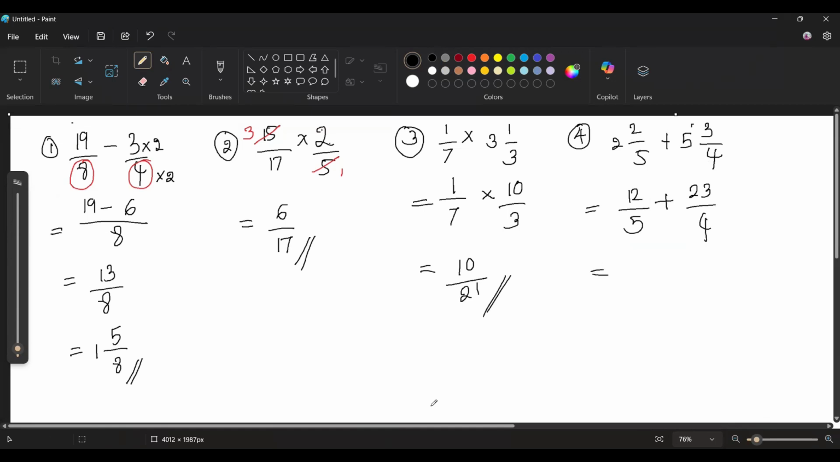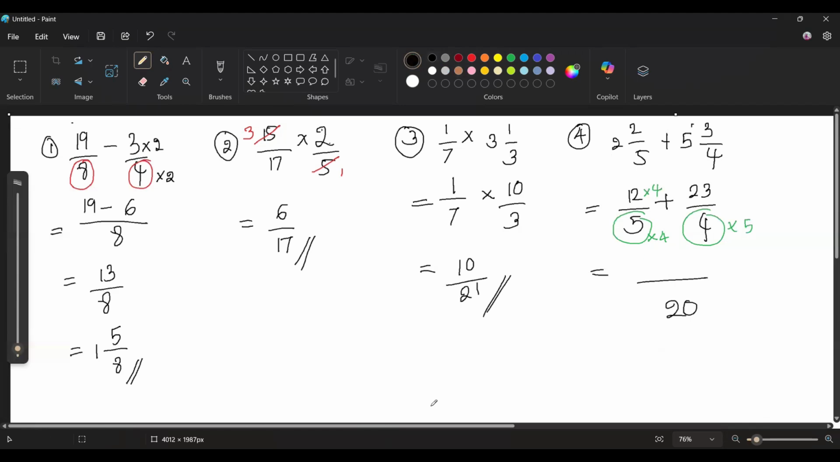Now you have to think about the common denominator. What is the common denominator here? 5 and 4. 5 should be multiplied by 4, 4 should be multiplied by 5. You have to change like that. It should be 20. LCM should be 20, because the lowest value that both can divide is 20. So if this one is multiplied by 4, this value also should be multiplied by 4.